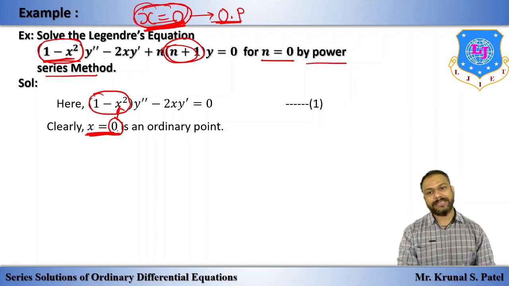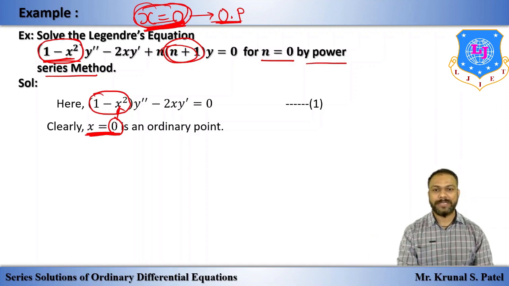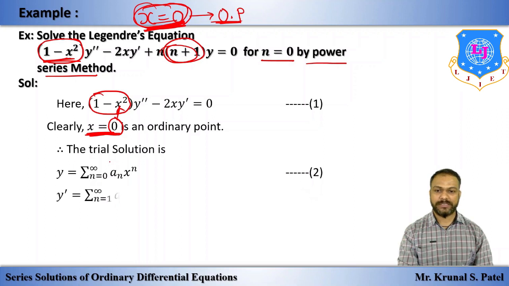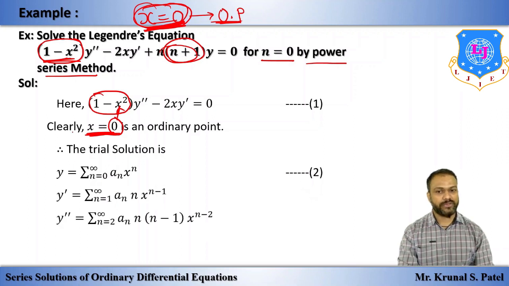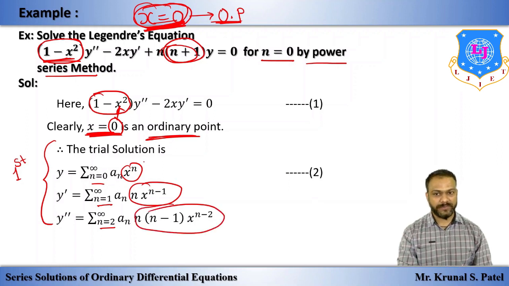Ready? Now, as I told, we have to follow those particular 7 or 8 steps. So the first step is the trial solution. We write down the trial solution the same way, with no change, in each and every example of an ordinary point near x is equal to 0. You have to just write down this first step as it is. Because x0 is 0, we have x raised to n, x raised to n minus 1, x raised to n minus 2, and sigma running from n is equal to 0, n is equal to 1, n is equal to 2. We have the derivative of this term as this, and the derivative of this as this. So we have to write down the trial solution.